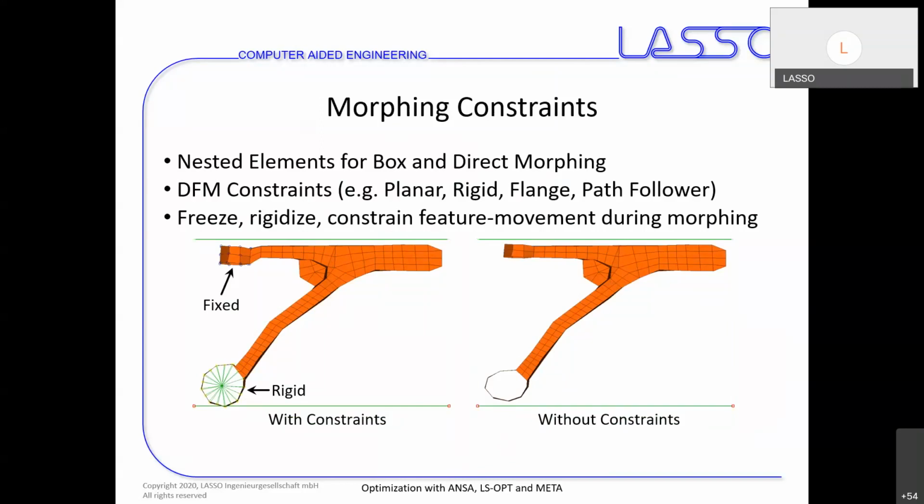There are different types of morphing constraints. Here we have used nested elements. They look like RBE elements in the FE, and we can apply specific degrees of freedom for the morphing action on these nested elements. For example, we have here an area where this nested element just moves as a rigid. So the location of the reference point is simply morphed, but the nodes attached on these nested elements are not morphed by the morphing. They follow the reference point as a rigid.